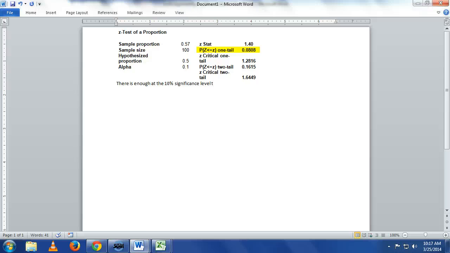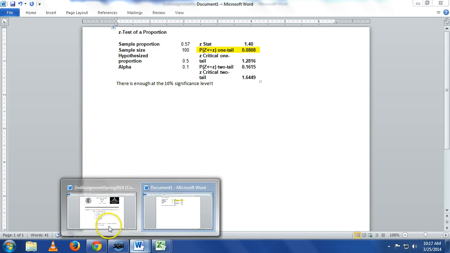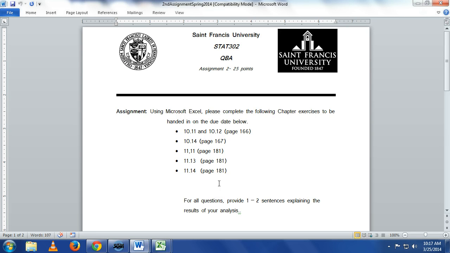Any questions on this? Okay. Let's look at the ones in chapter 11 then. Okay, so I assigned only 3 from chapter 11. Let's take a look at those. These are on page 181, I believe. So I think I assigned 11, 13, and 14. Okay, so let's look at those, 11, 13, and 14.